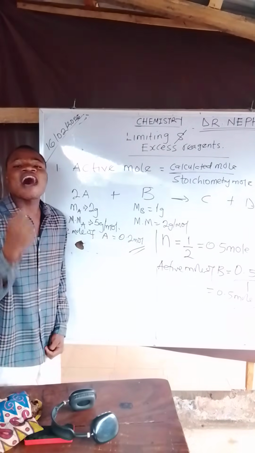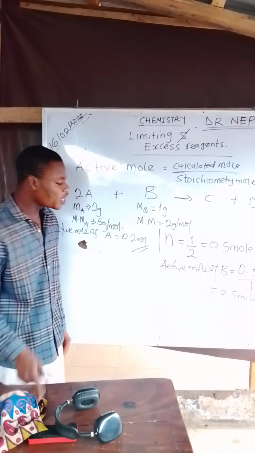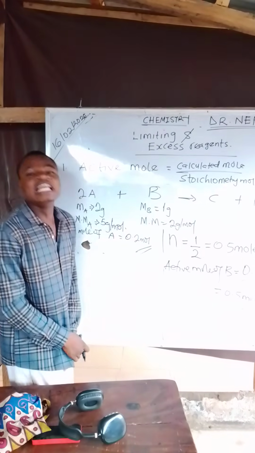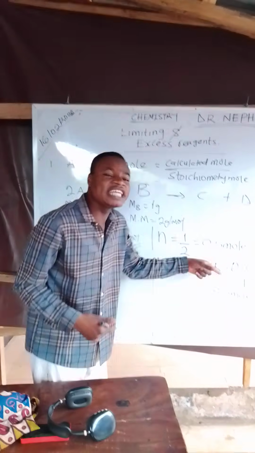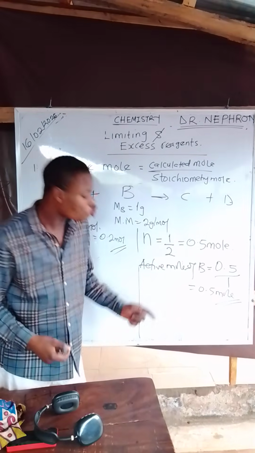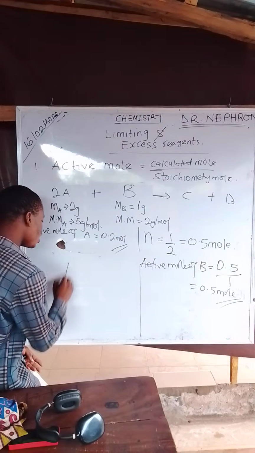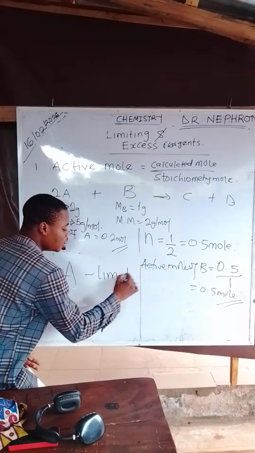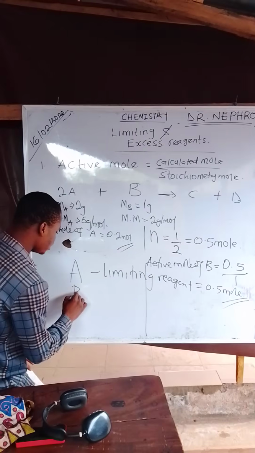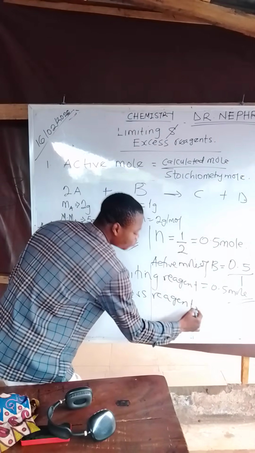Now, the reagent that has the smaller active mole is called the limiting reagent. Is that okay? The reagent that has the smaller active mole is called the limiting reagent, while the reagent or element that has the higher active mole is called the excess reagent. So that means in this particular demonstration, A is the limiting reagent, while B is the excess reagent.